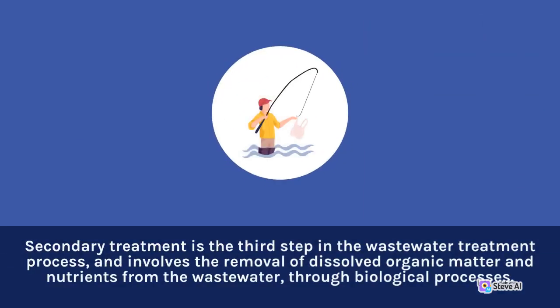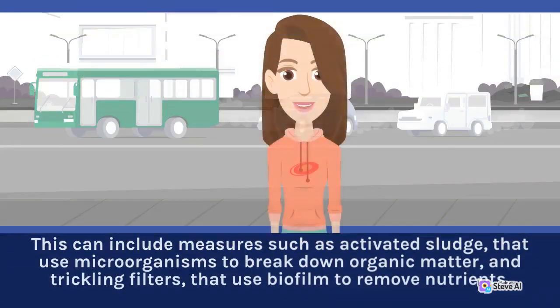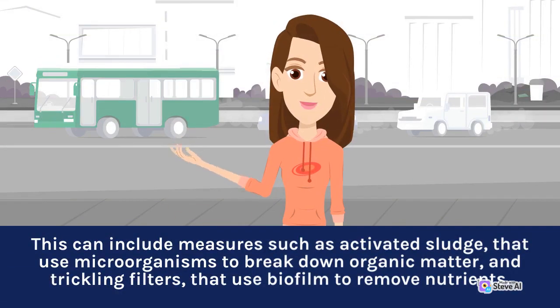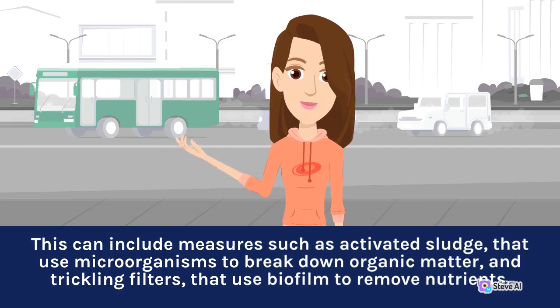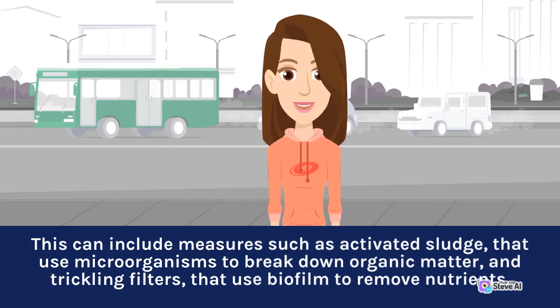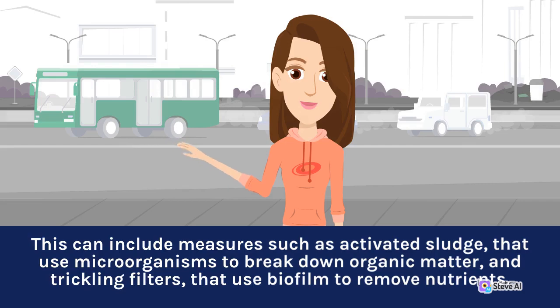Secondary treatment is the third step in the wastewater treatment process and involves the removal of dissolved organic matter and nutrients from the wastewater through biological processes. This can include measures such as activated sludge that use microorganisms to break down organic matter and trickling filters that use biofilm to remove nutrients.